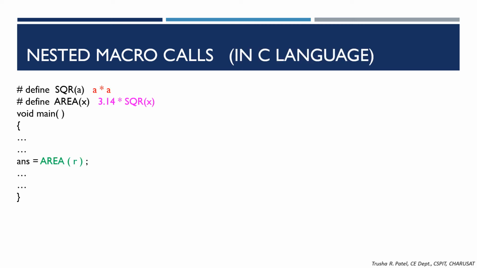Okay, let us have an example. I have declared two macros. One is the sqr function and the other is the area function. Now you can see that inside the area function, the body is 3.14 multiplied by sqr(x). So here this sqr is another macro. Now inside my program, I have called the macro area.